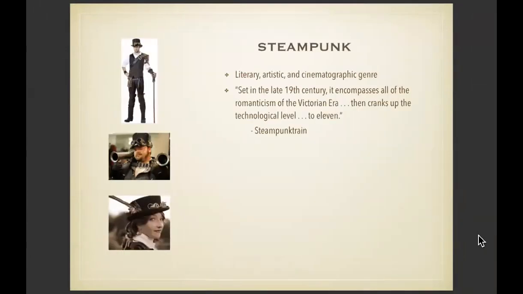I'd like to begin with a technical term, steampunk. Steampunk is a genre of literature, art, and film. Set in the late 19th century, it encompasses all of the romanticism of the Victorian era, then cranks up the technological level to 11. Steampunk works feature old settings from the 1800s, some of the first factories, men in top hats, grimy cities, together with futuristic technologies like time machines, robots, and airships.